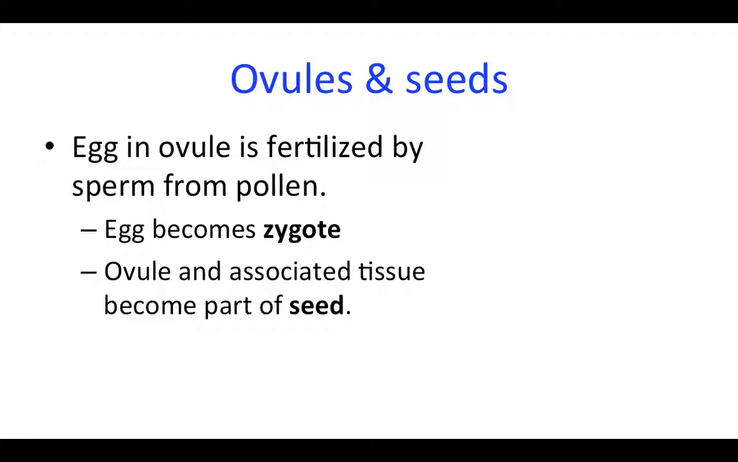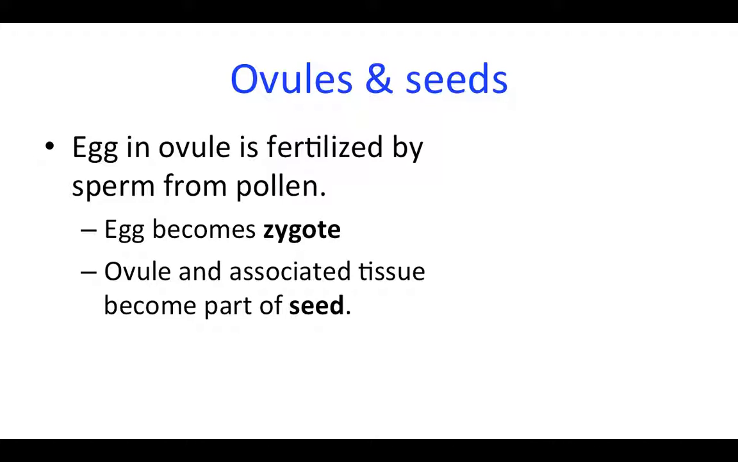So the way that the egg is going to get fertilized is from sperm, as has been the case for all of the other plants. But now the sperm is not free-swimming sperm. Instead, the sperm comes from pollen. So pollen is going to be our male gametophyte surrounded by a coat. It is going to get dispersed to the ovule, and when it does, then it is going to be able to grow and deliver sperm. When sperm is delivered, then the egg is going to be fertilized and become a zygote.